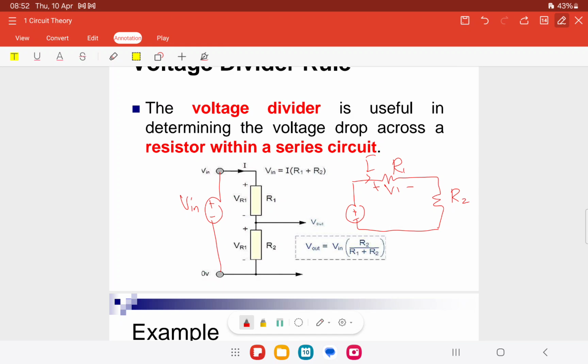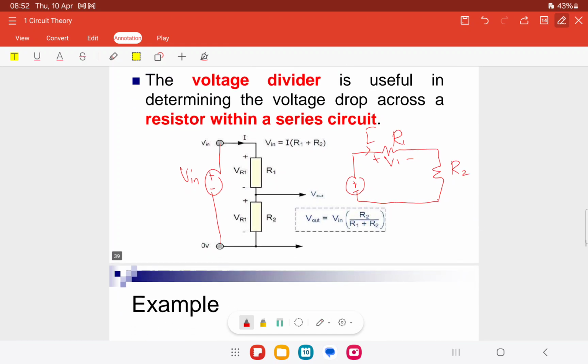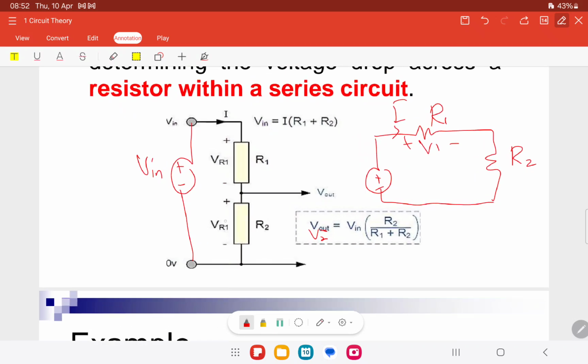So for the voltage divider, formula dia, this is V out. Dia letak V out, sebenarnya this is VR2, the voltage at the resistor R2. Sebenarnya dari sinilah VR2. It's like when you put, kita letak satu voltmeter. Voltmeter is to measure the voltage.